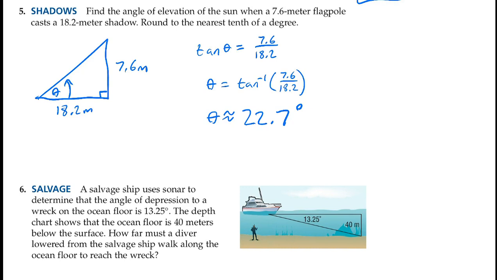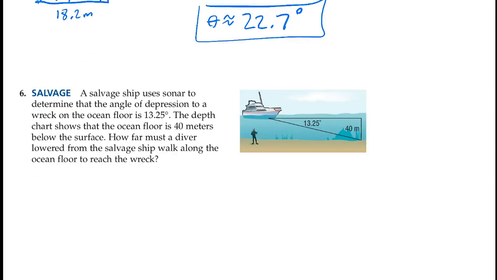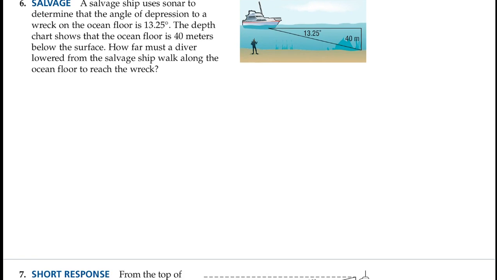Okay, let's keep going. A salvage ship uses sonar to determine that the angle of depression to a wreck, so angle of depression meaning the angle downwards in this picture, is 13.25 degrees. The depth chart shows the ocean floor is 40 meters deep there below the surface. How far must the diver walk once he's lowered? So if he goes straight down from the ship, how far over does he have to walk? So in other words, it's saying find x here.